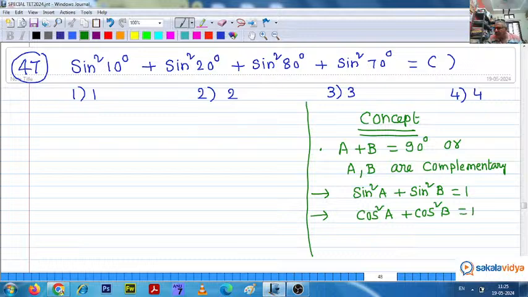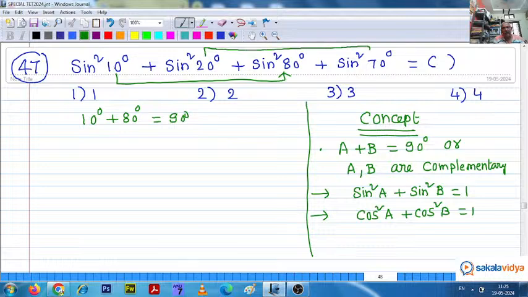Right. Now you can check. See, 10 degrees plus 80 degrees is equal to 90. A plus B is equal to 90. And 20 plus 70 is also 90. So using this concept, this problem can be solved like this.